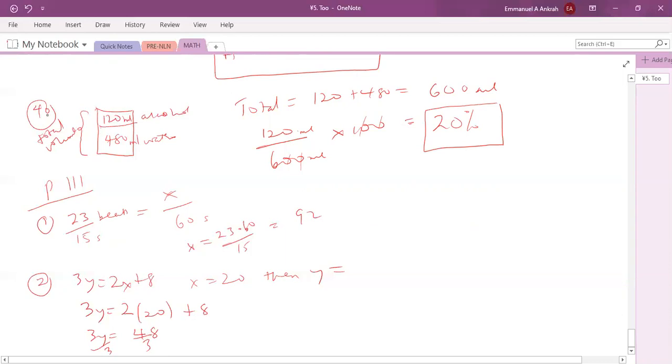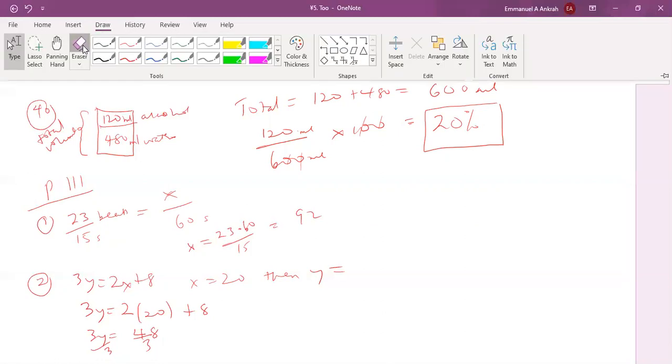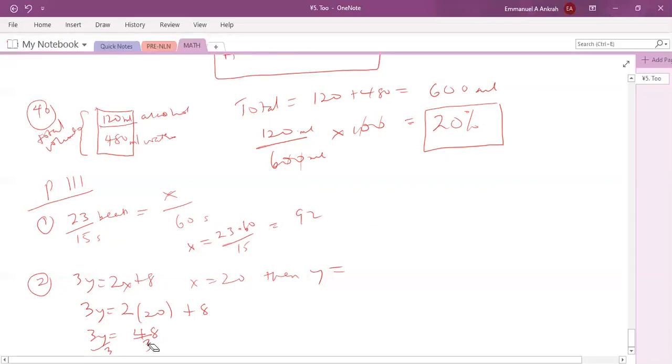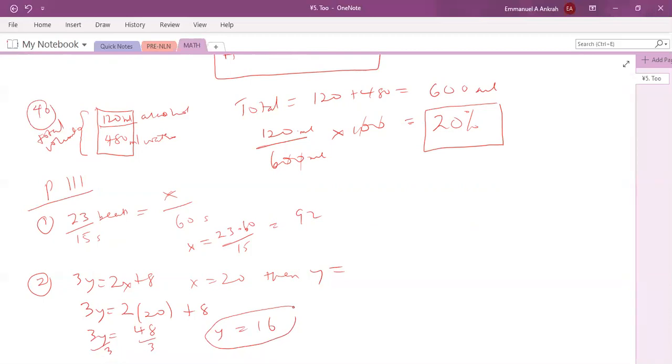16. Okay, so that should be 16, right? So that would be 16. 48 divided by 3, so y is 16. All right, good. So I think number 3 you should be able to do it yourself. Number 3 should be fine.